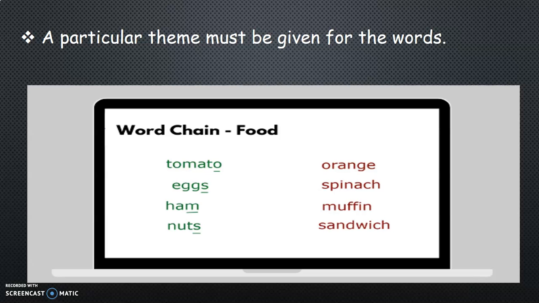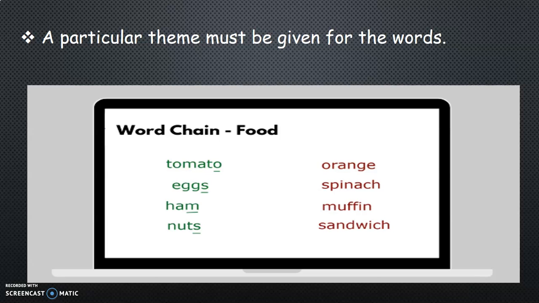Now for example, you will find here we have started with tomato. So tomato word ends with O. So the next word should be related to food and it should start from O, that is orange. Orange word ends with E again. So you have to start a new word with the letter E and it should be related to food, that is eggs. Now eggs word ends with S. So we have to start a new word which will begin from S and it is related to food.